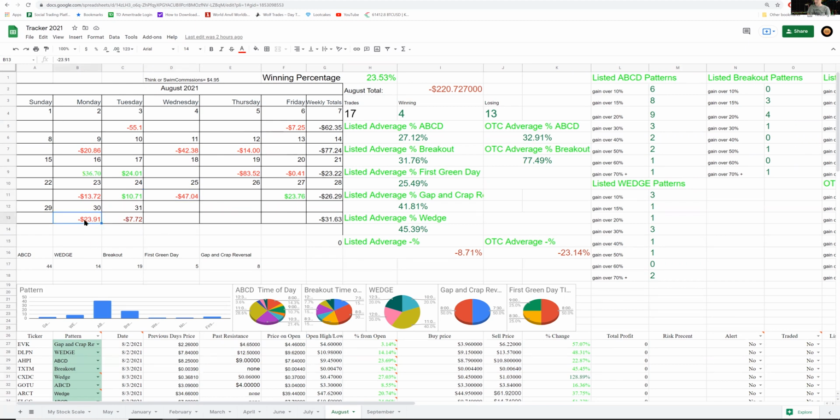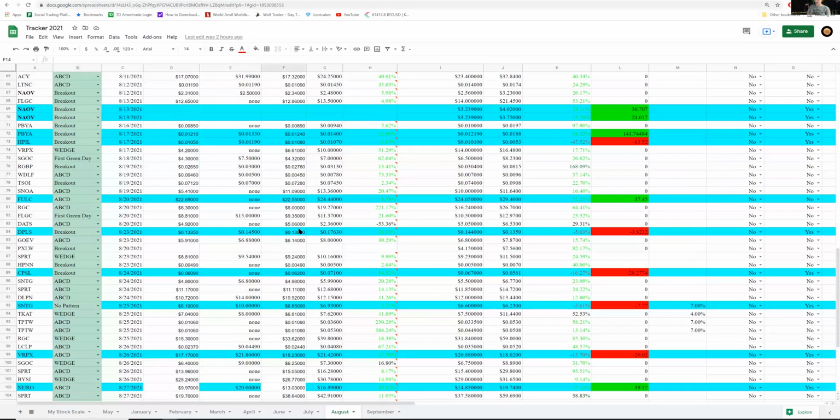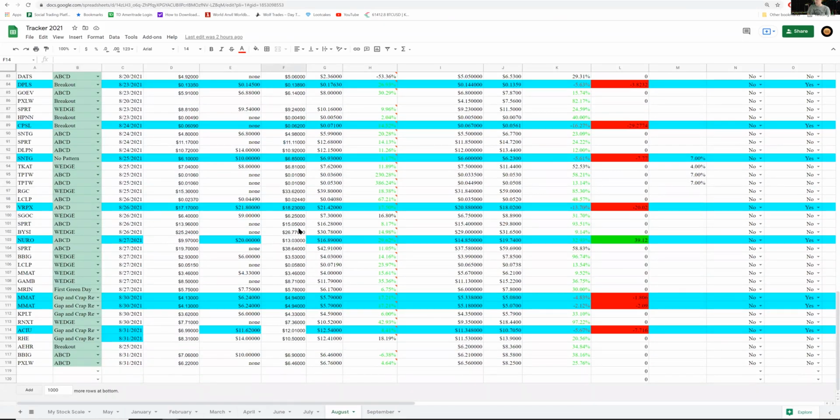Again, that's from two different trades. One of them was $20, which was also unacceptable. The risk on that one was just too great.